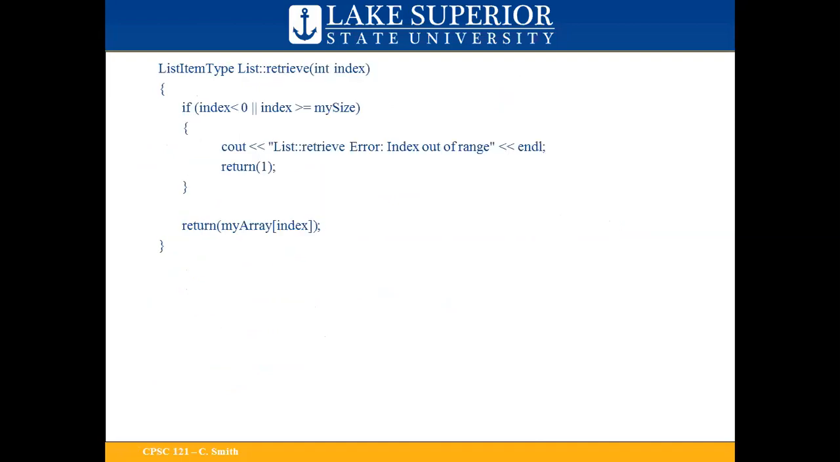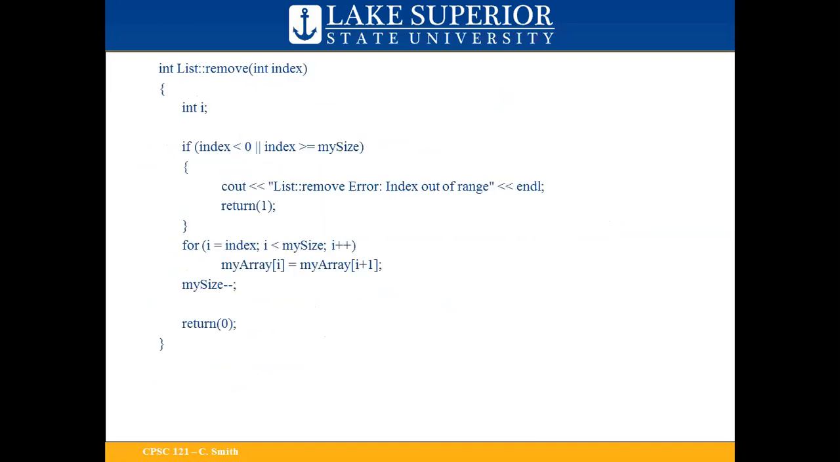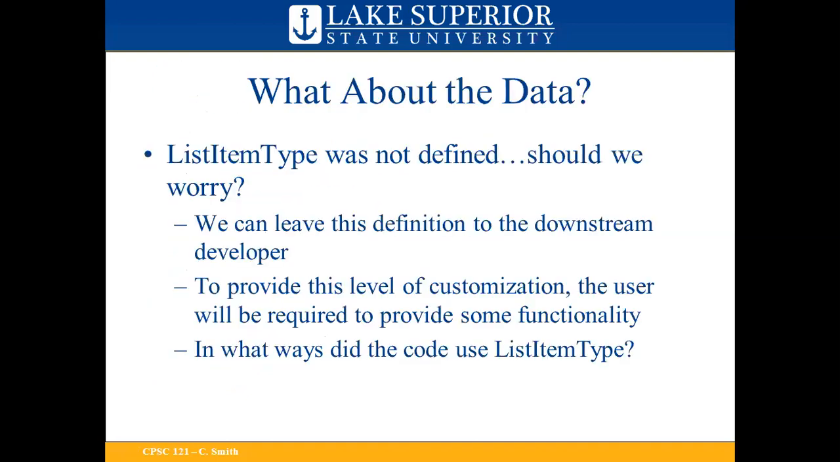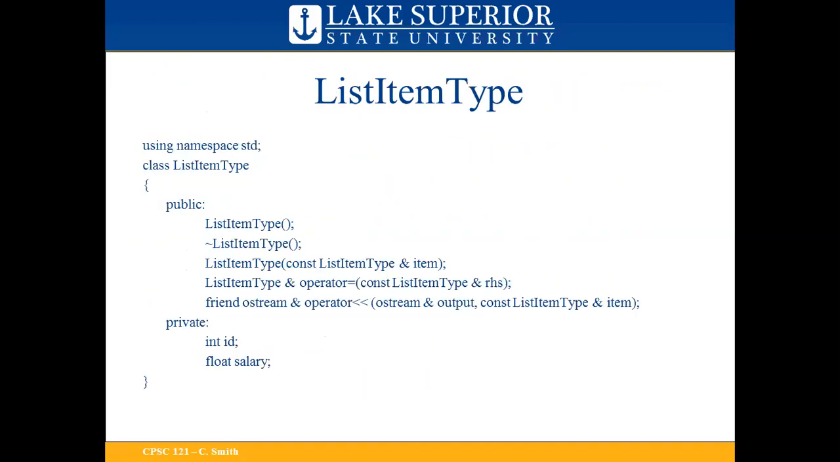I think I missed one. Let me check. Nope, I didn't. Okay. So here's a list item type that's going to have everything that we need in it. That is public with a constructor, a destructor, a copy constructor, an assignment operator overload, and a stream insertion operator overload. Some private data, ID, and salary. That's all it is. It's an employee list. Okay.